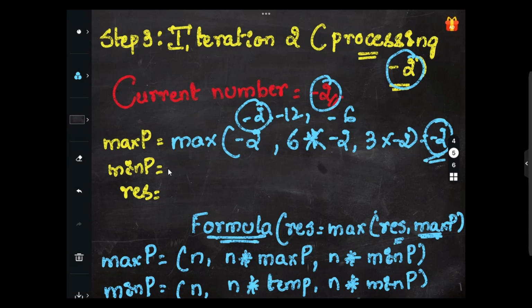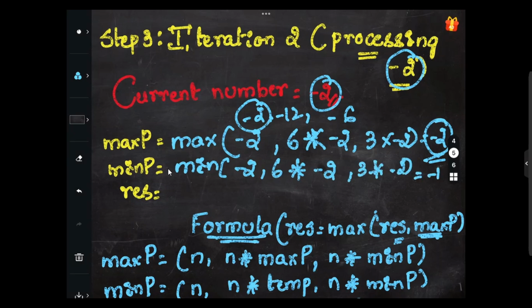Minimum p, n of temp, this one. Again same formula we'll be going with. This will be min of -2 here, 6 into -2, again this will be 3 into -2. Again here minimum will be -12. So out of this one minimum is -12, because we are dealing with the negatives, right? Here this will be -12, -2 and -12 we got.